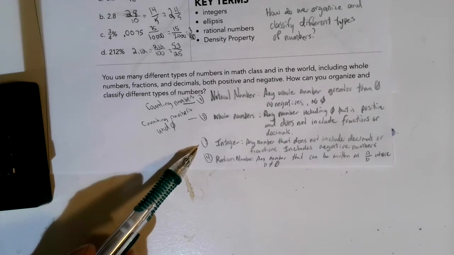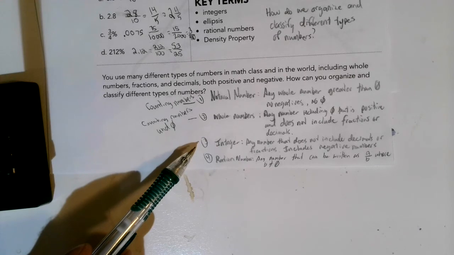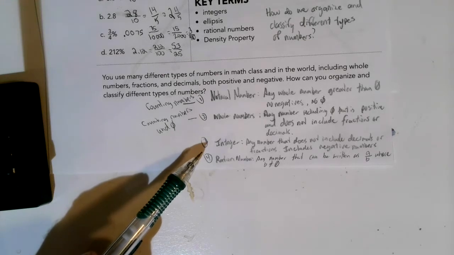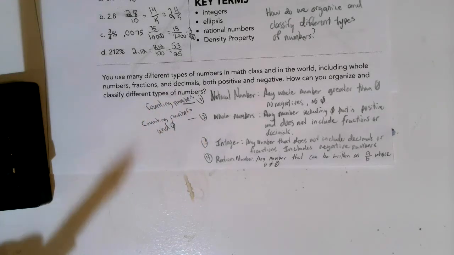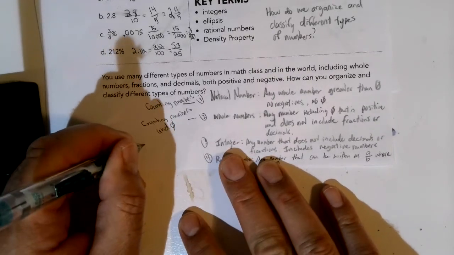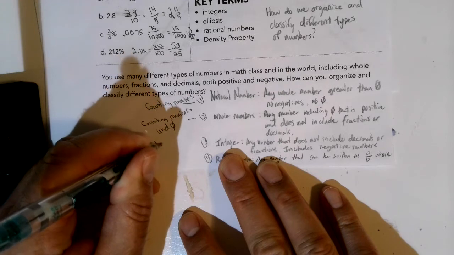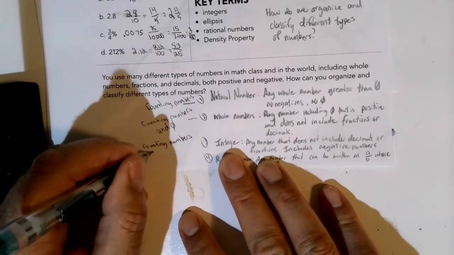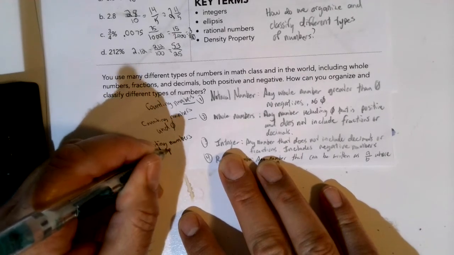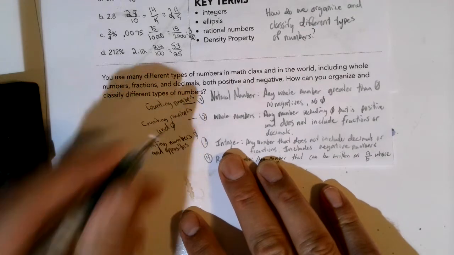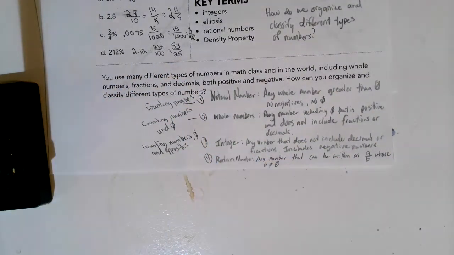Now we're going to talk about integers. Integers are any number that does not include decimals or fractions, and it includes negative numbers. So no decimals or fractions. These are just counting numbers and opposites, right? And that would include 0: counting numbers, 0, and opposites.